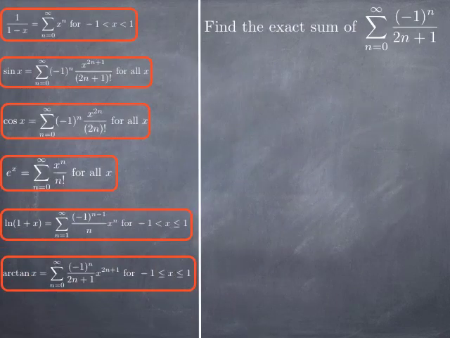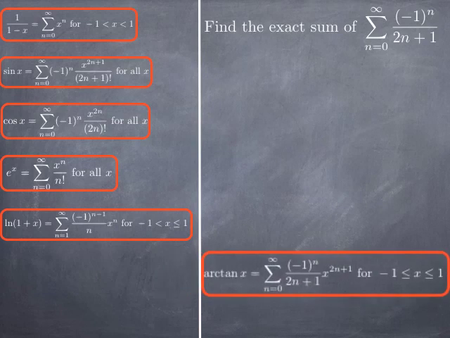Another example, we want to find the exact sum of the alternating series from 0 to infinity of (-1)^n divided by 2n plus 1. Well, this 2n plus 1 at the bottom should remind you of the power series representation for arctangent x, which is valid for x between -1 and 1, with the endpoints included.